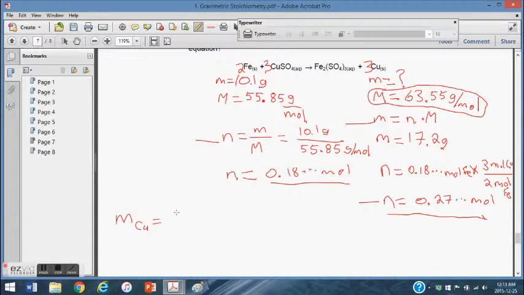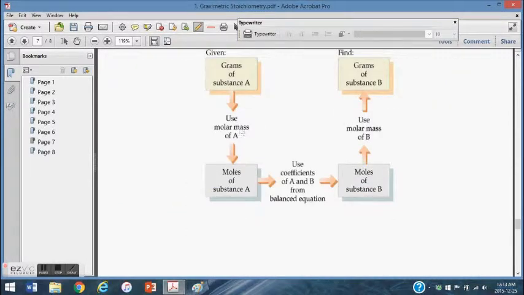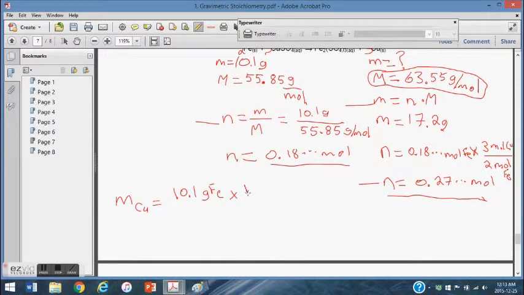Okay, 10.1 grams of iron. Now my first step is I want to change that into moles, right? If I go back up to here, I want to change to moles of substance A. Okay, so I'm going to say times 1 mole of iron per 55.85 grams of iron.